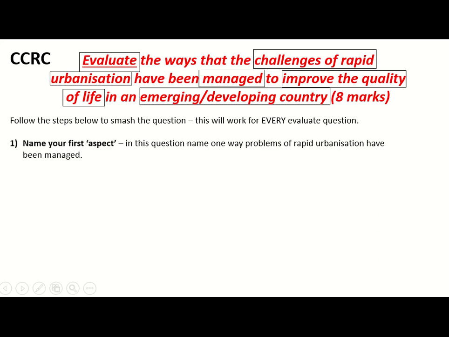Okay, so here's the structure. Name your first aspect, the same as before. In this question, it's one way that problems of rapid urbanization have been managed. Describe what that aspect involves.